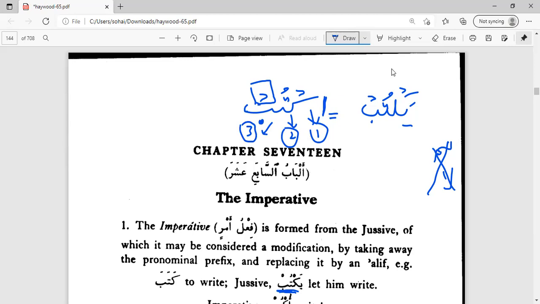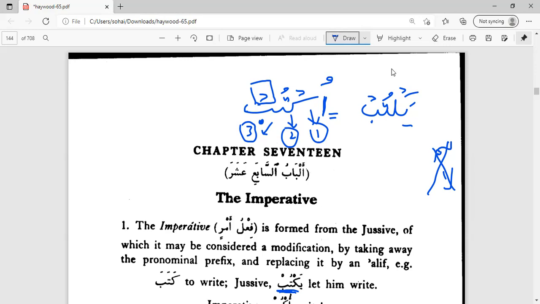To determine which vowel the alif should have, we look at the middle letter. So if we look at the second letter, ta here, it has a dhamma, so the alif will carry a dhamma.